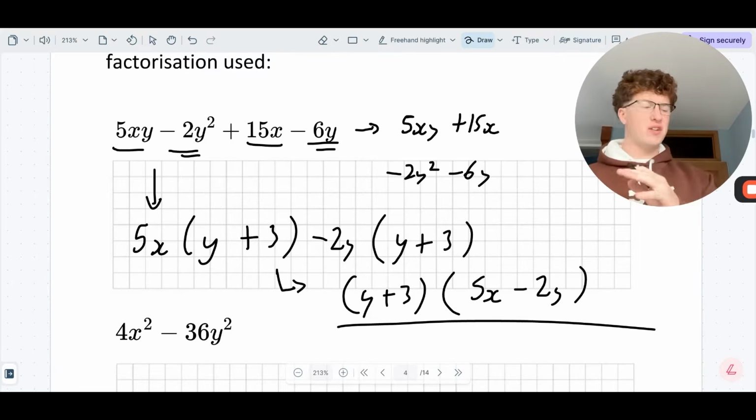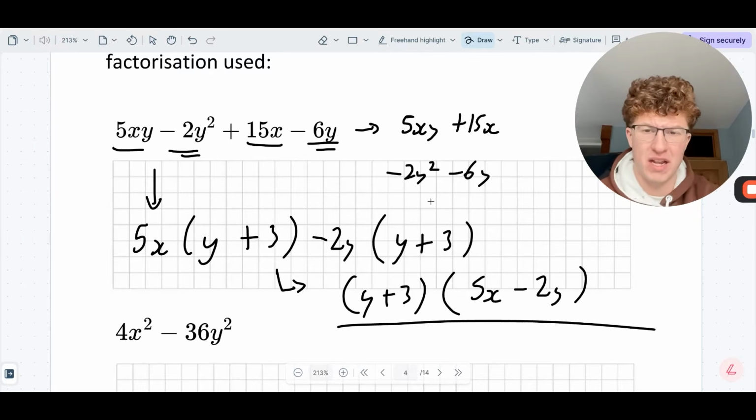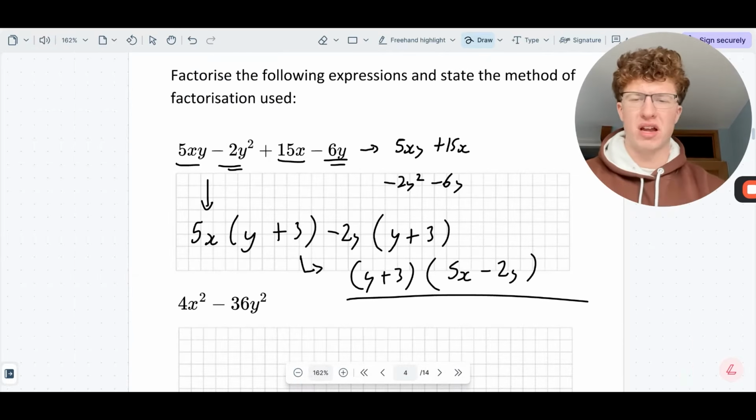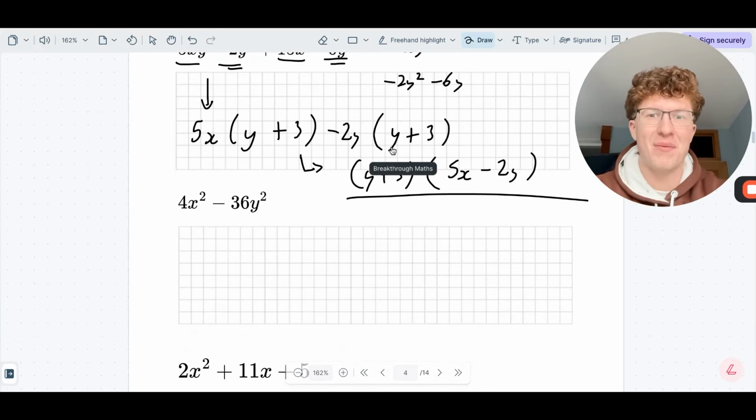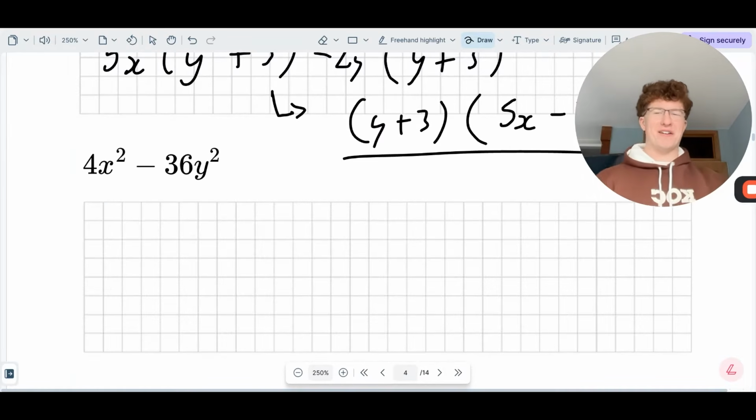That is that equation fully factorized using grouping and highest common factor. It's kind of a combination. Whenever you use grouping, you're going to use highest common factor as well. Now, this next one, you have to spot.